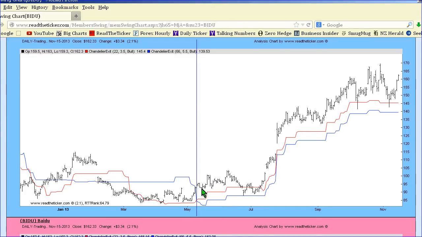As you can see here, new highs been made. The Chandelier exits fast is above the slow. It's the red line above the blue. And we have a pullback. And when price falls in between the red and the blue, that's an excellent opportunity to review price action.